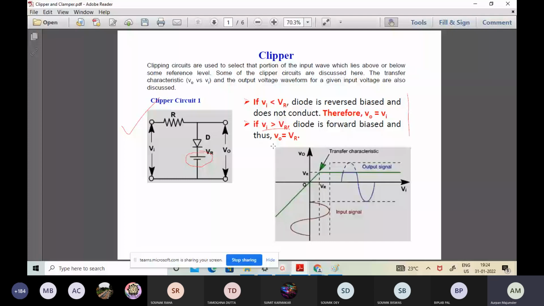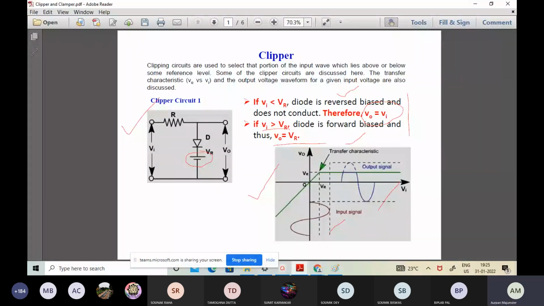However, when the value of Vi is less than VR, obviously the diode should be in the reverse bias condition and hence V0 should follow Vi, as being shown over here. V0 is following Vi. The same thing has been depicted in this diagram. The waveform nature has been shown as well as the transfer characteristics. The green line is the transfer characteristic and the input and output signals have been depicted in this graphical representation as well.